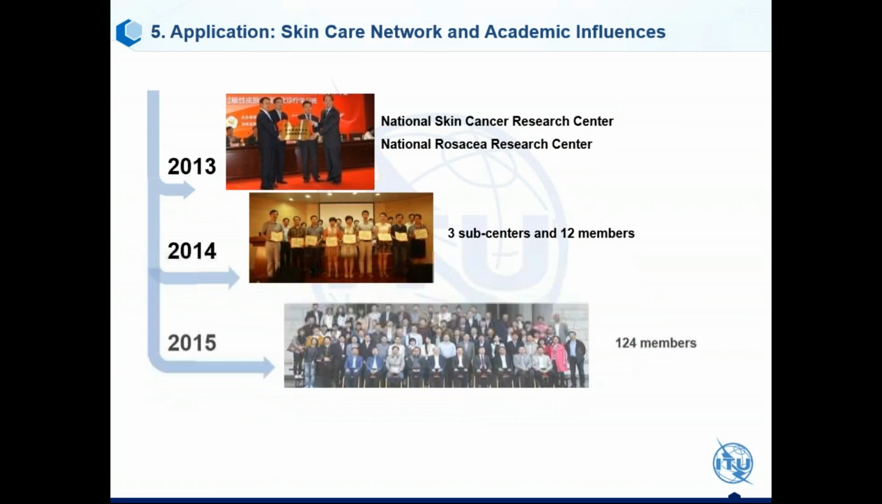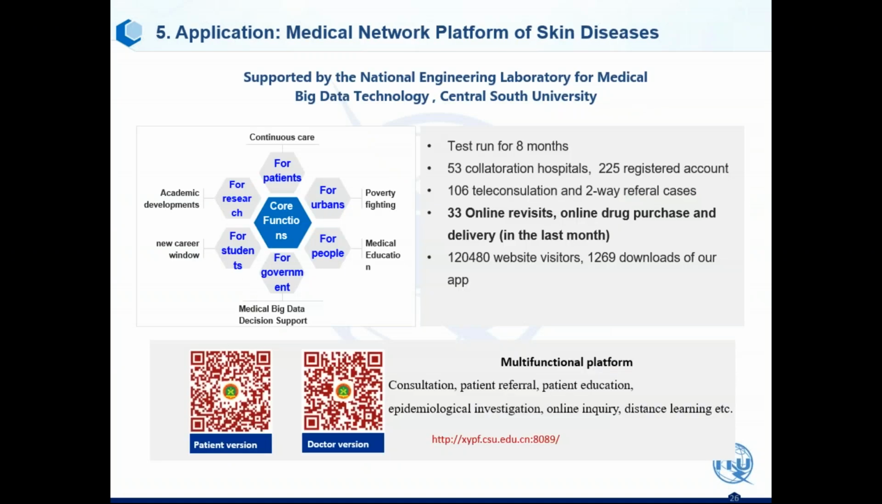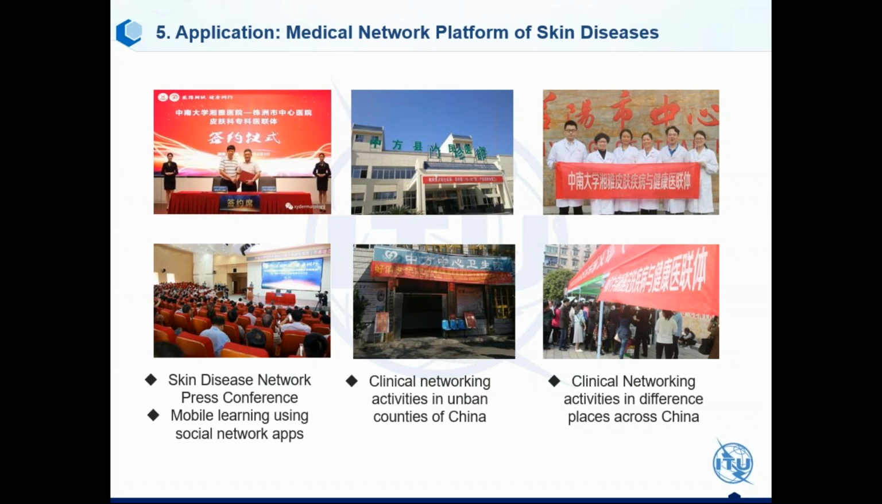This is our skin network, and academic inference. And this is the basic coverage of our network across China. This is supported by our National Engineering Lab for Medical Big Data Technology. And this is the work of summarization. It is now being supported, especially in our province and the surrounding several provinces, covering about 100 million population, something like that.